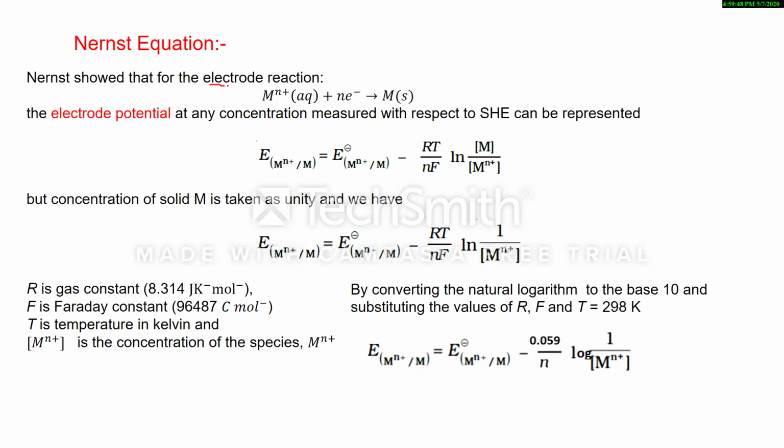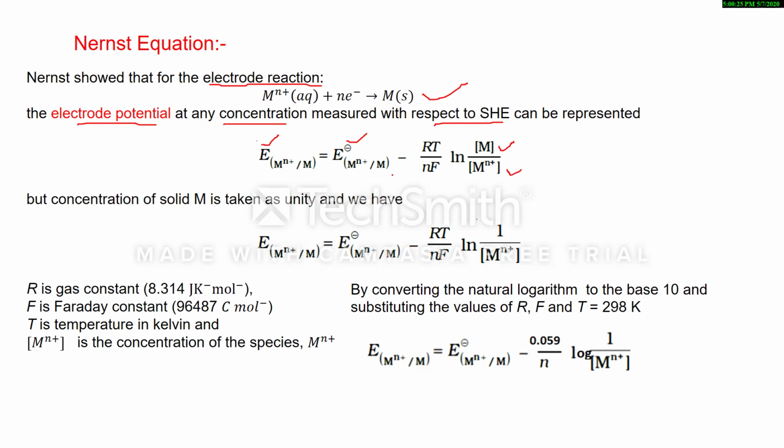For a single electrode, the electrode reaction can be written in the reduction form like this: Mn+ aqueous plus n electrons converts into M solid. This is the reduction reaction. Now for this, the electrode potential at any concentration, measured with respect to SHE, can be represented like this. This is the electrode potential at any concentration. This is the standard electrode potential. This is RT divided by nF ln concentration of product divided by concentration of reactant.